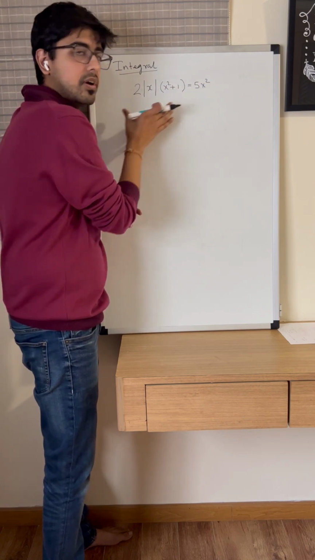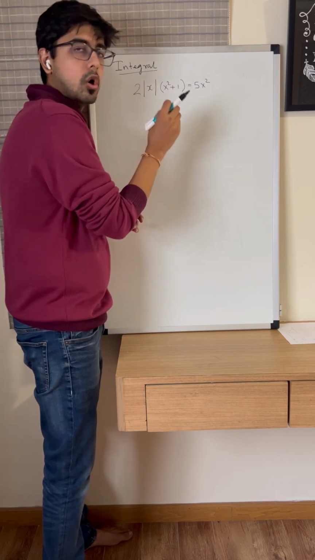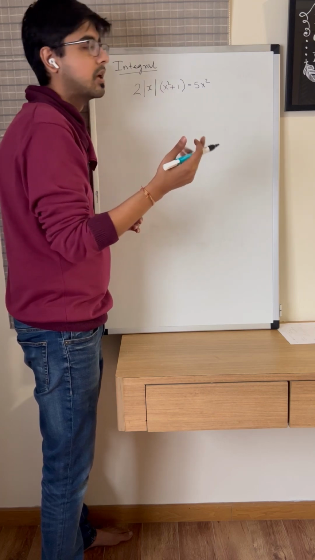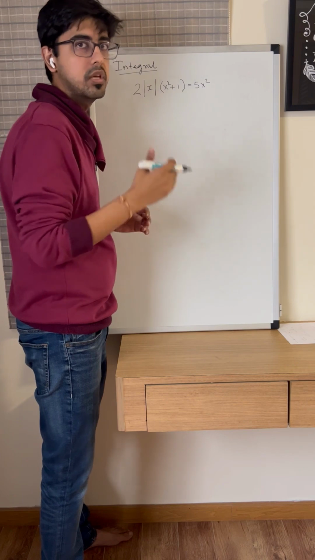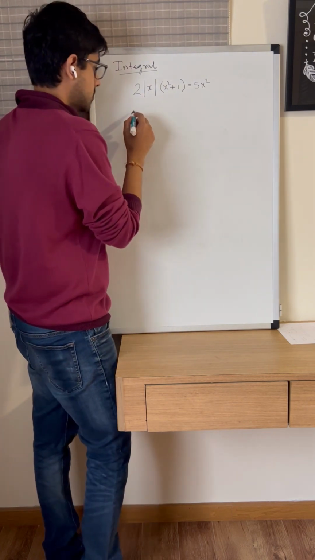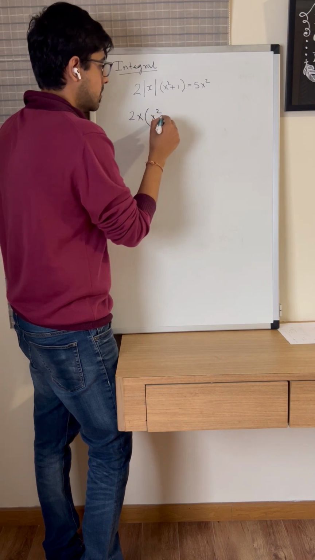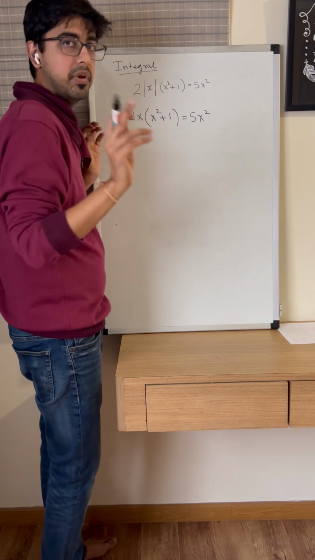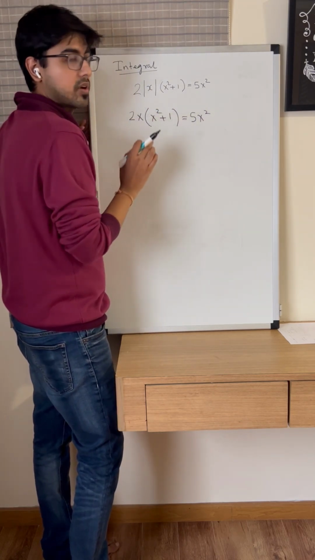So I can simplify this by removing the mod. I will look at all the positive integral values that I'm getting, and the corresponding negative values will also be a solution. So when I remove mod, I can write this as, pay special attention here, 2x(x² + 1) = 5x².